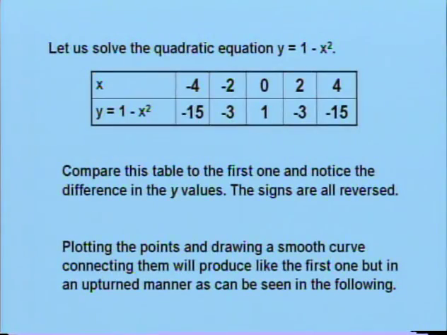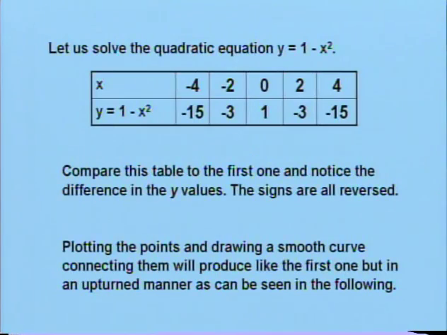Let us solve the quadratic equation y equals 1 minus x squared. Solving the quadratic equation would mean that we'll make y equal to 0. Again, we keep the same values selected for x: x equals -4, -2, 0, 2, 4. Y is equal to 1 minus x squared.